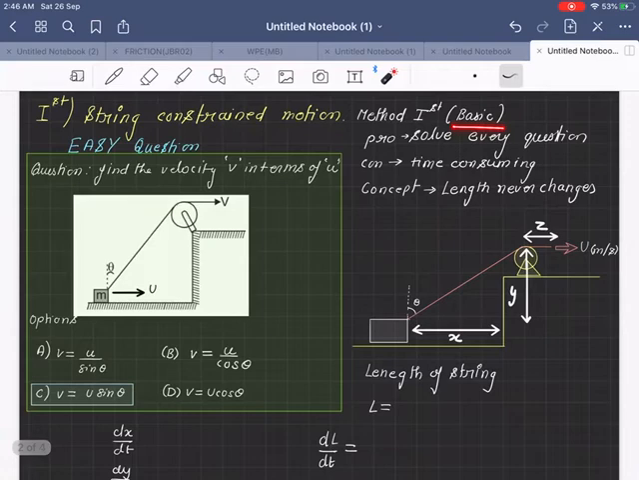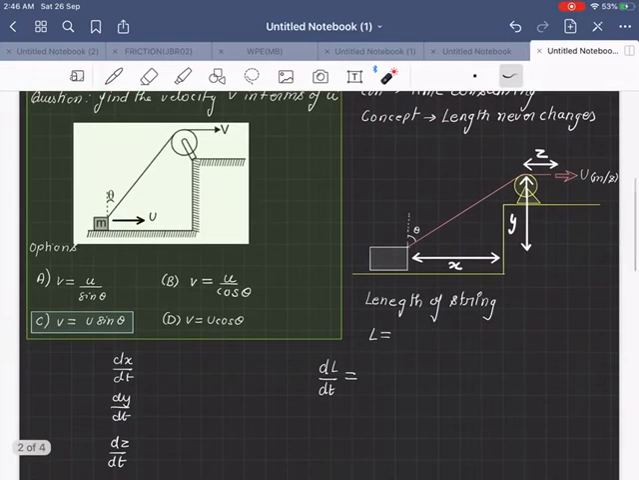Now here we have method first. Method first is the very basic and fundamental method. Pro, meaning advantage: it solves every question. Con, meaning disadvantage: it's a time consuming process. So how does it work? It works on the concept that length never changes. It's not like war never changes, it's like the length of the string never changes.